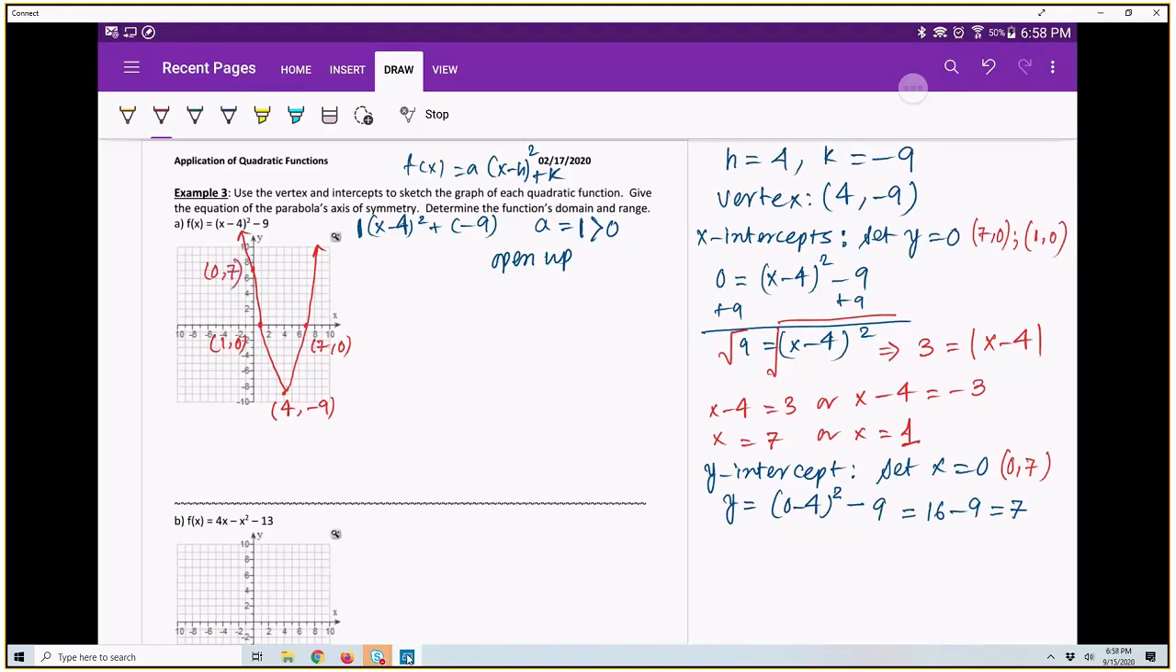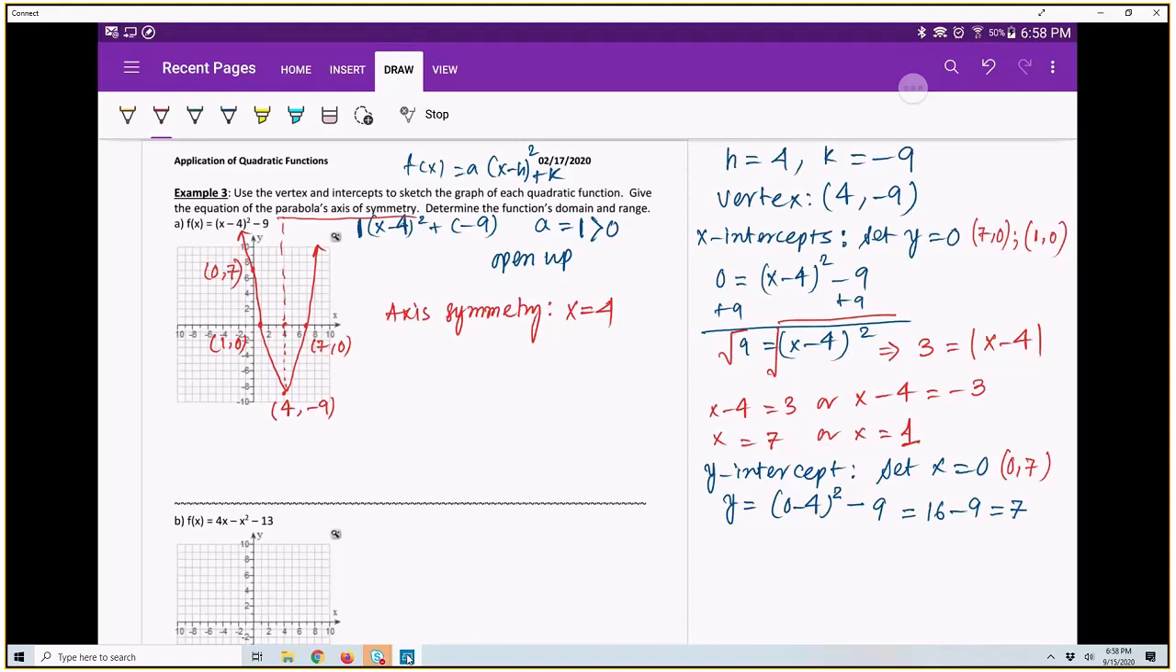The other thing we are going to find is the parabola's axis of symmetry. Well, the axis of symmetry is very simple. It is kind of clear from the graph, and it is the line that passes through the x-coordinate of the vertex. So the line is going to be x equal to 4.